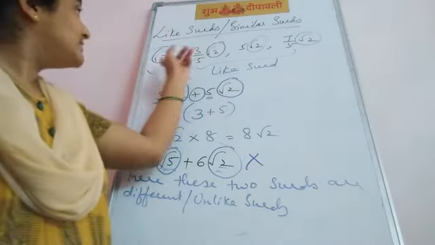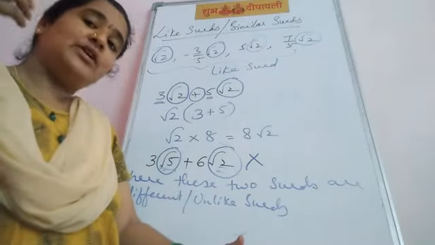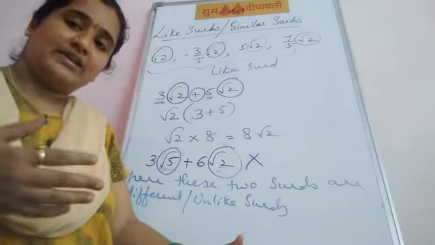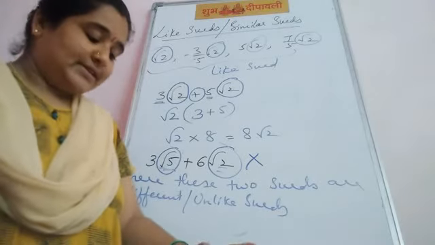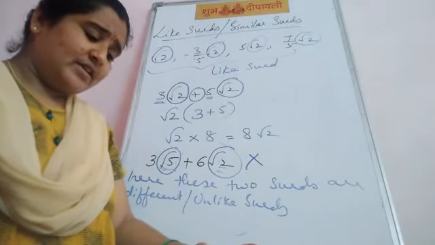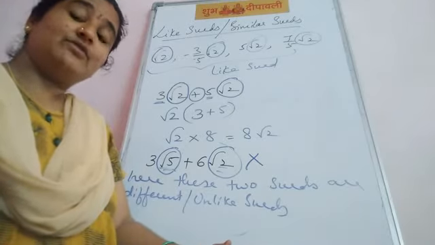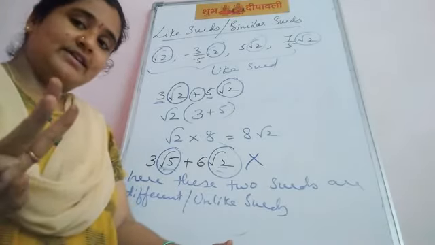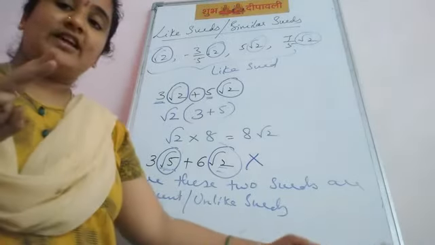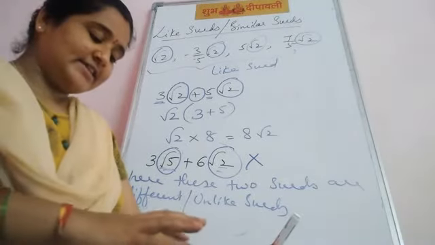Like surds means, for example, root 2, root 2. In all the terms, whether it may be addition or subtraction, the surd should be the same. Then only you can do the addition or subtraction. Afterwards, on page number 27, comparison of surds. Comparison means what? There are 3 signs or symbols: greater than, smaller than or equal to. That we will see in the practice exercise.